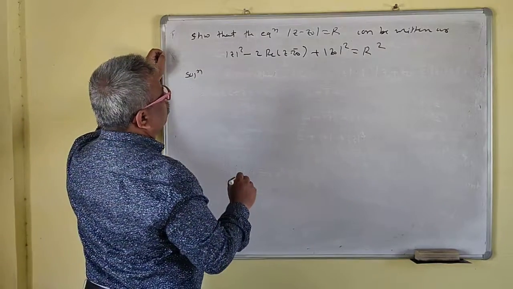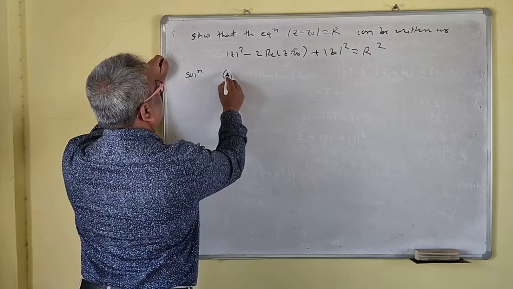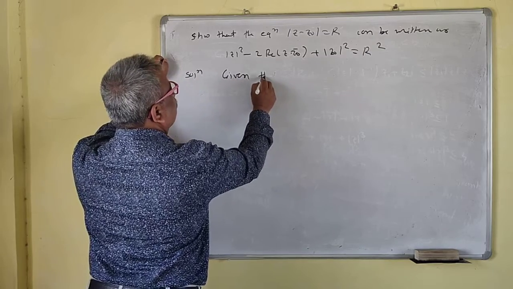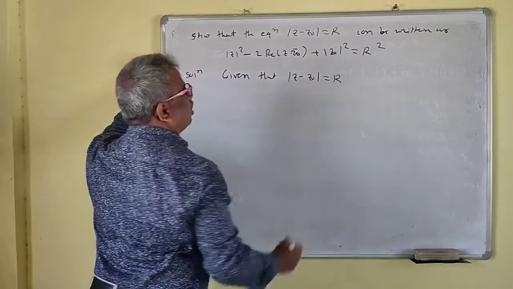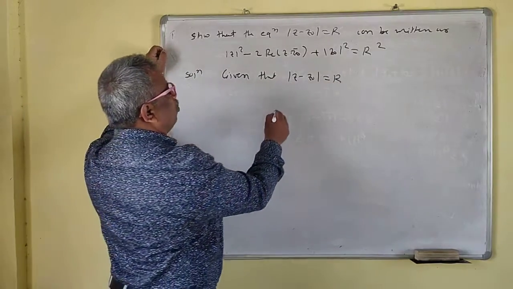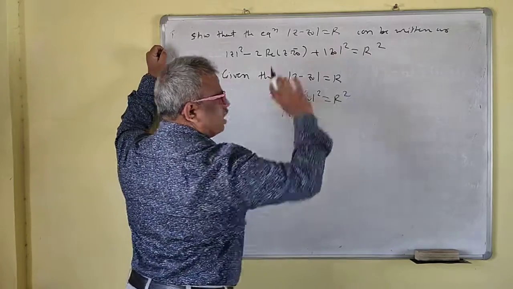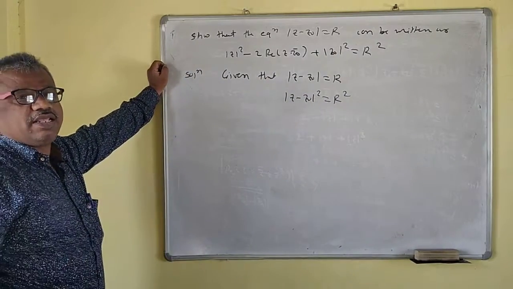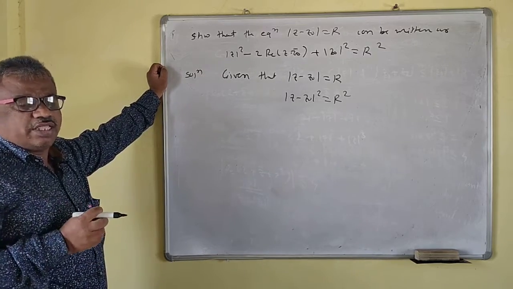Okay, so given that mod of z minus z naught is equal to r, I can take the square on both sides. So mod of z minus z naught square is equal to r square. The right side is clear to you, only you have to arrange the left side. You have to focus on the left side.